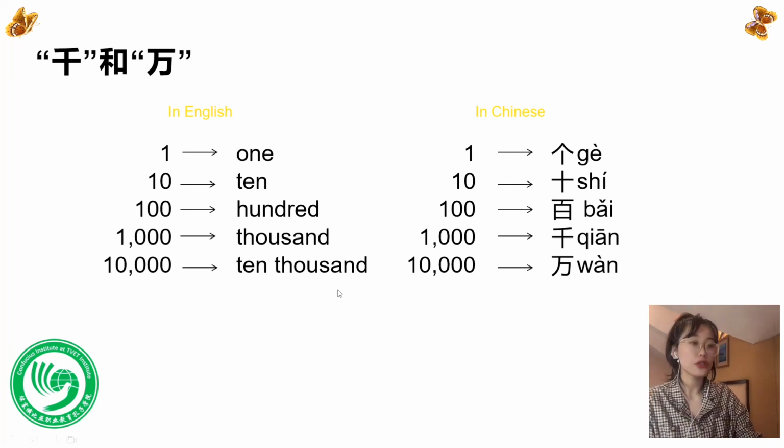But pay attention to the last one, 10,000. In Chinese, you couldn't say 10千. For example, 40,000, you couldn't say 40 千. That is not right. We say 万. So 40,000 in Chinese is 4万. So remember that from the one is 个, 10, 十, 100, 百, 1,000, 千, 10,000, 万.